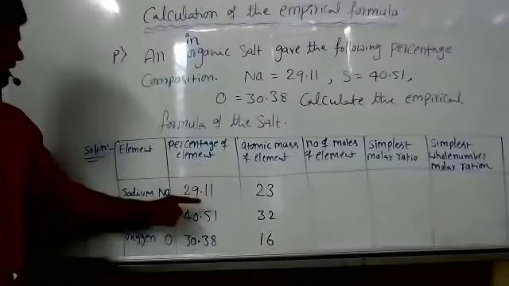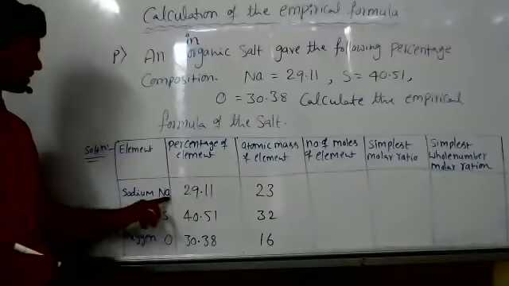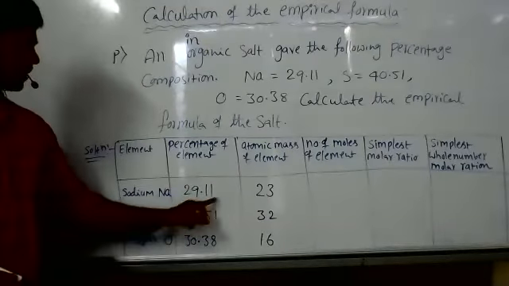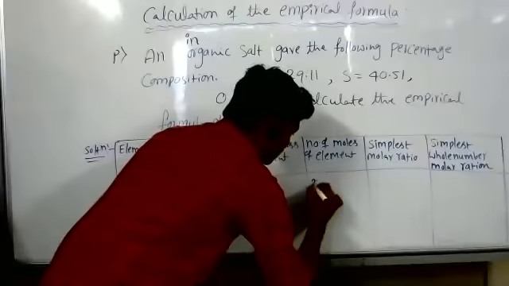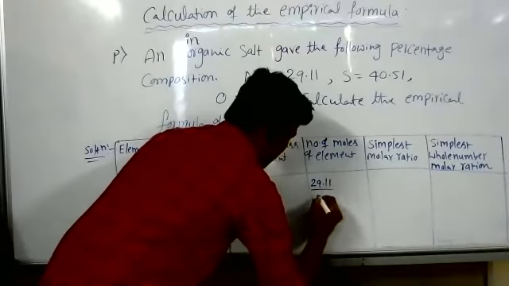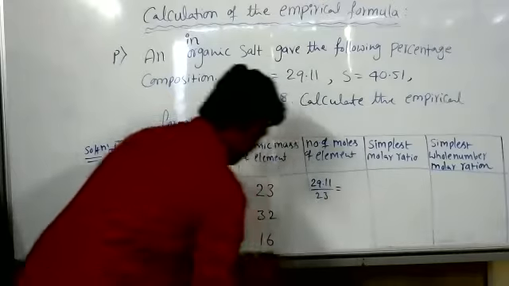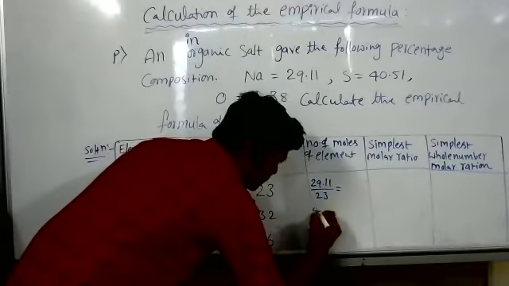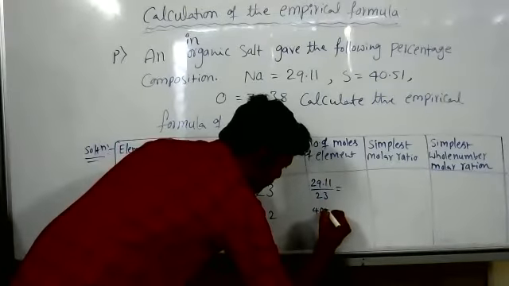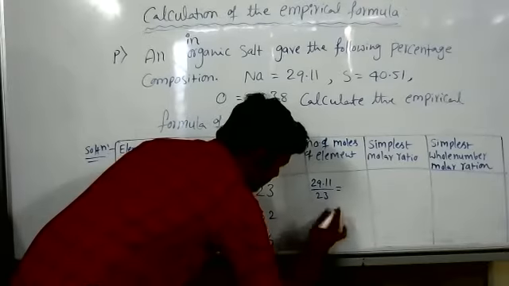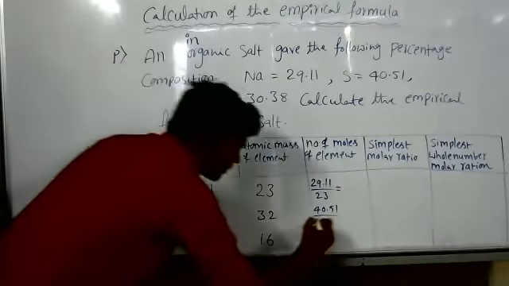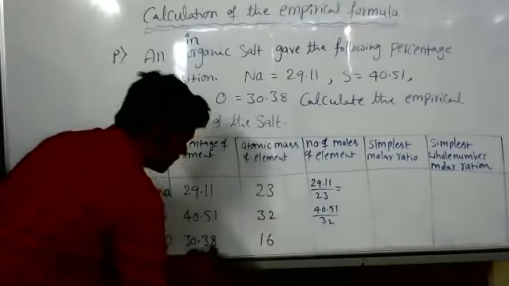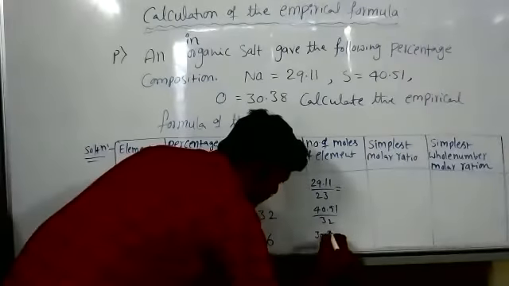The percentage is nothing but mass only. You have to consider that as the mass of the element. Given mass is 29.11, atomic mass is 23. Here, calculate the number of moles: 29.11 divided by 23, next 40.51 divided by 32, next 30.38 divided by 16.